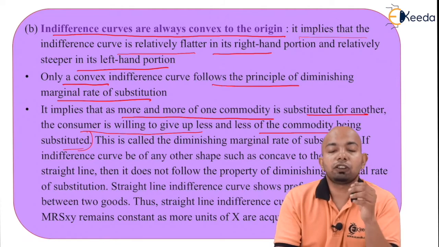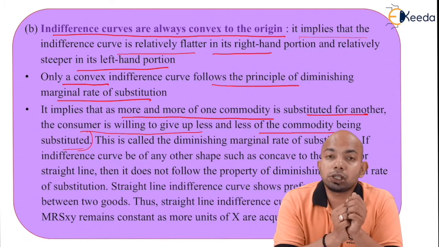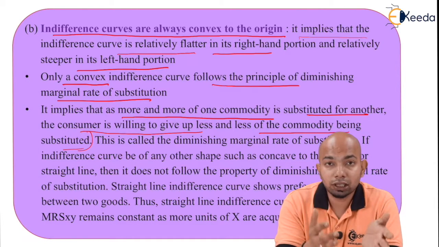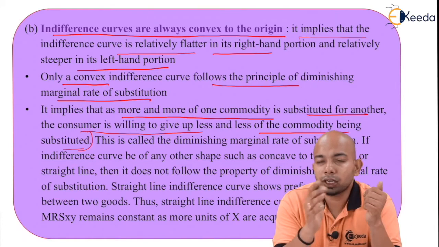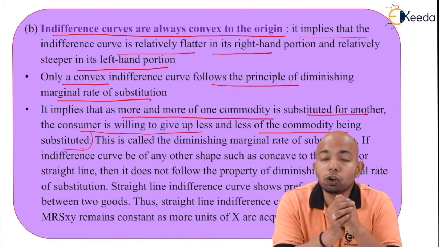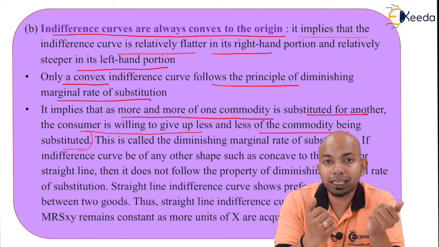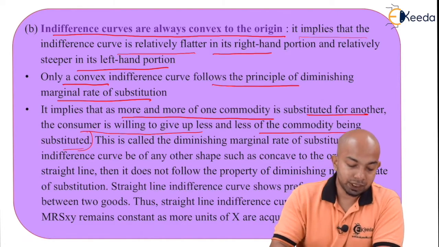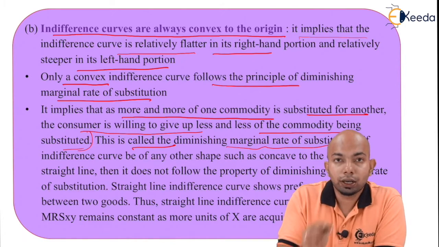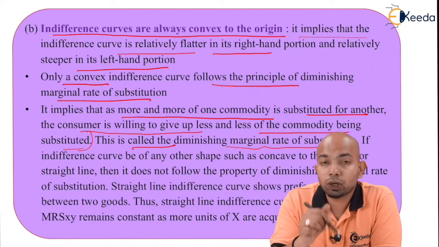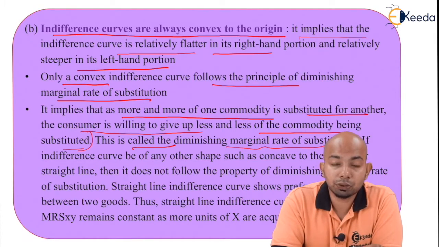What does it mean? If I'm trying to give up more and more of A, what is A being substituted with? B. So basically I'm giving less and less of B as a substitution here. Why? Because I'm willing to give up A, but I'm not willing to give up B. So I'm keeping more of B and less of A just to set the equilibrium of total utility. That is my combination here. This is called diminishing marginal rate of substitution.